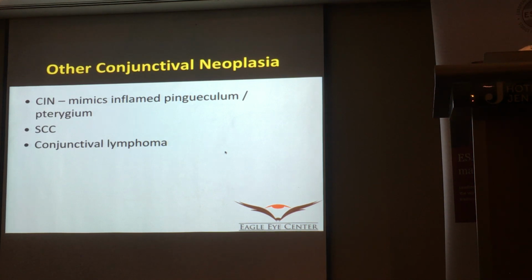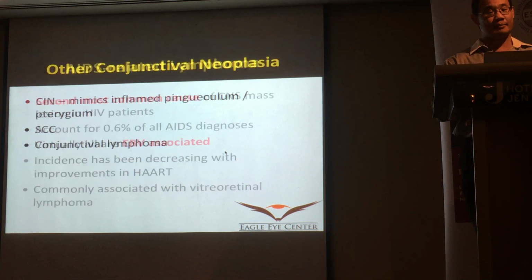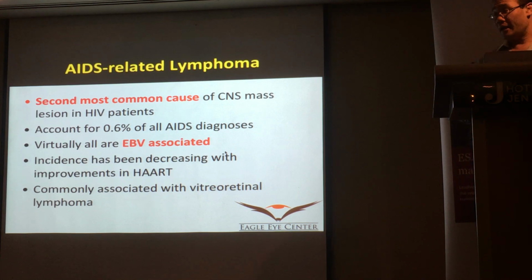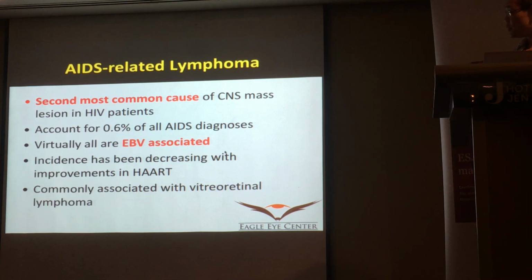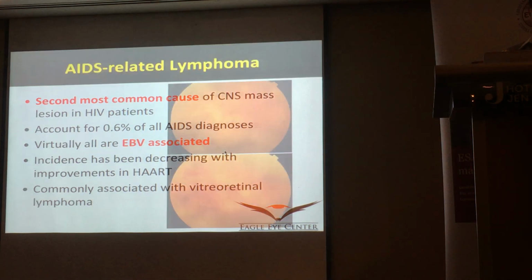SCC, squamous cell carcinoma, gets very irregular features with some hemorrhage. That's SCC. And conjunctival lymphoma is typically a bit of a salmon patch lesion. AIDS lymphoma is actually the second most common cause of CNS mass. Not common at all, most commonly EBV related.